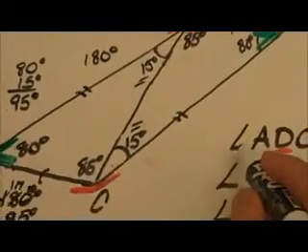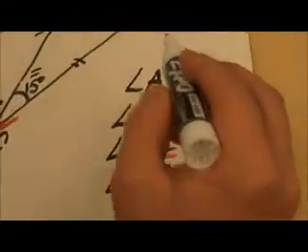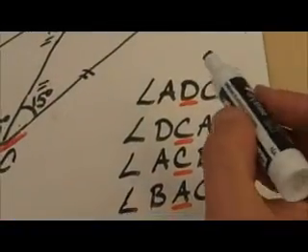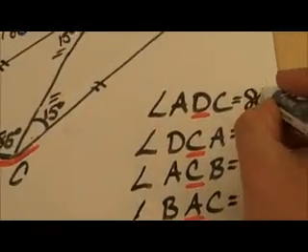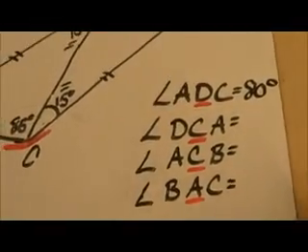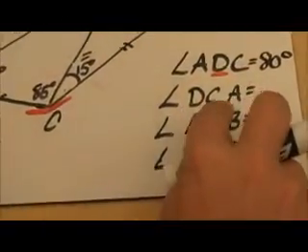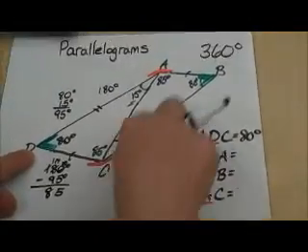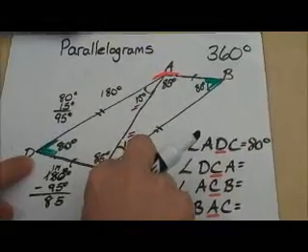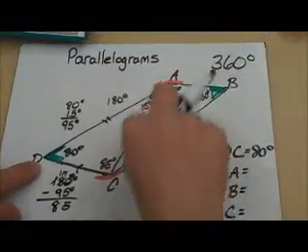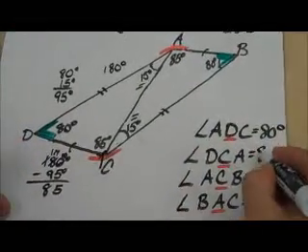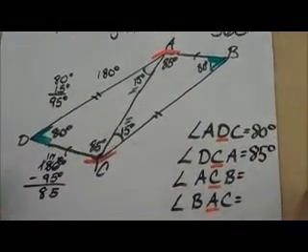Now I can go back and answer my questions. If I'm looking for angle ADC, I start with A, I go to D, and I go to C, and I see that my vertex will yield me 80 degrees. I move to my next one, DCA. Start at D, go to C, go up to A. I see that because I'm following this, I will actually be looking at this angle of 85 degrees.